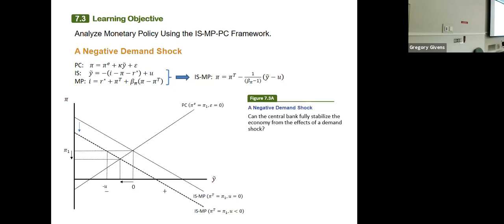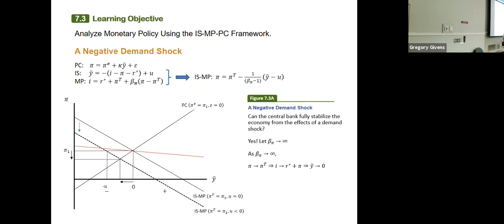What happens to the shape of the ISMP schedule? We did this on the last graph. Michael? It flattens, right? Let's do an extreme case. Michael, let's imagine that beta pi gets really big, okay? What happens to the ISMP curve? It becomes nearly horizontal, all right? That's this red line here, okay?